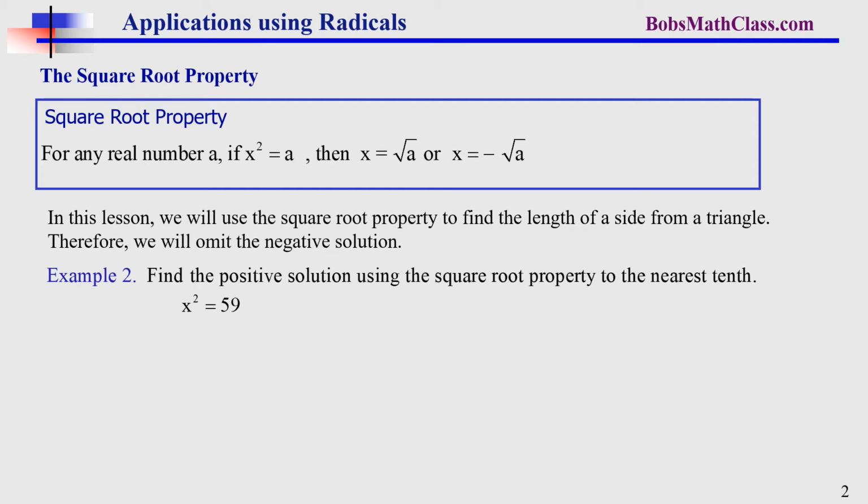Okay, so here's our first example. Find the positive solution. So that's just saying don't worry about the negative. Find the positive solution using the square root property to the nearest tenth. x squared equals 59.